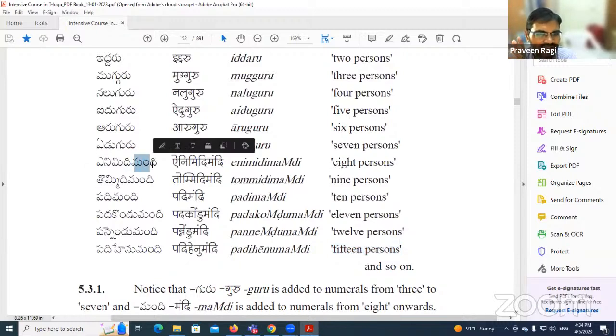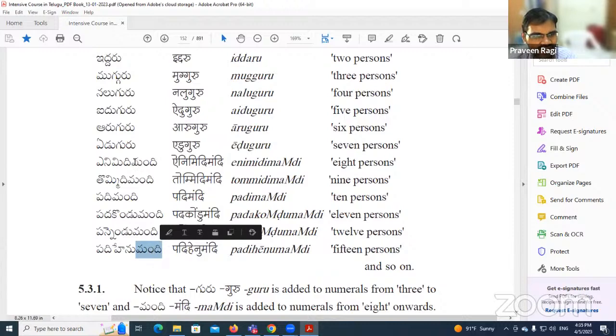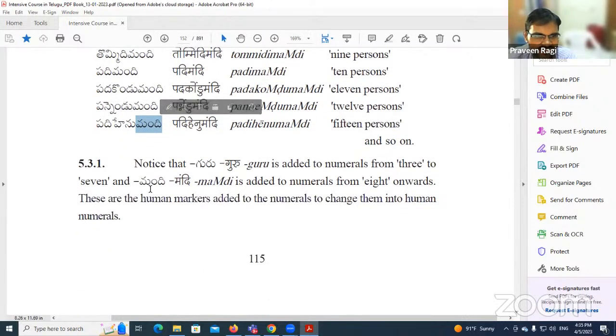Just to indicate that from ఎనిమిది మంది onwards, from 8 persons onwards, we need to add only the word mandi for any number after 8. Okay, so that's the reason they skipped here: 12, 13 they skipped, 14 they skipped, then 15. So you can just continue with any number by adding this to the number after 8 onwards. Let's go to the next one.